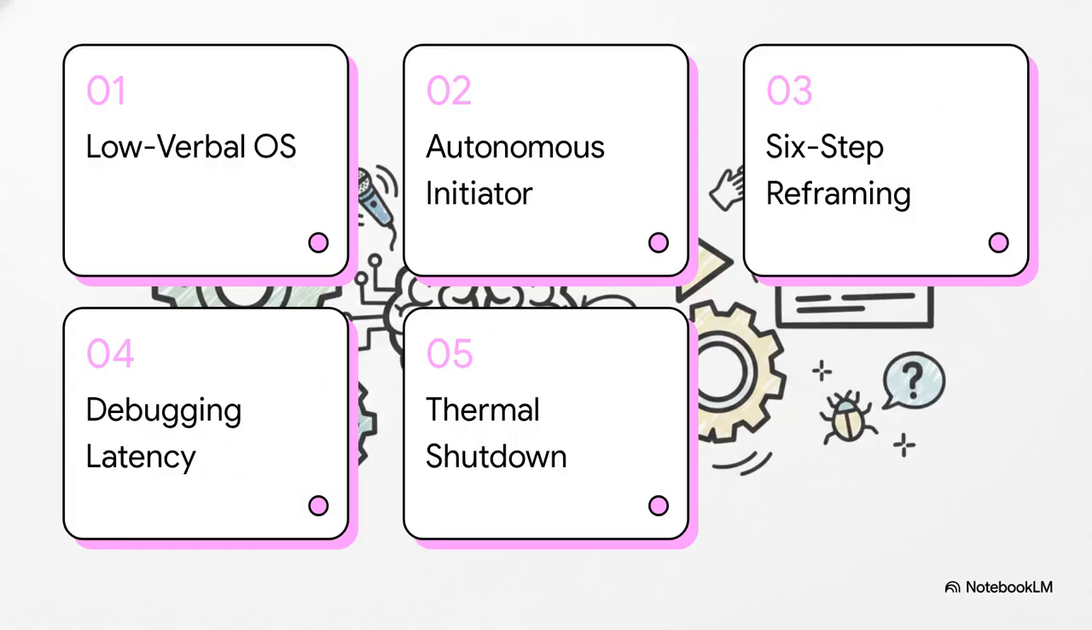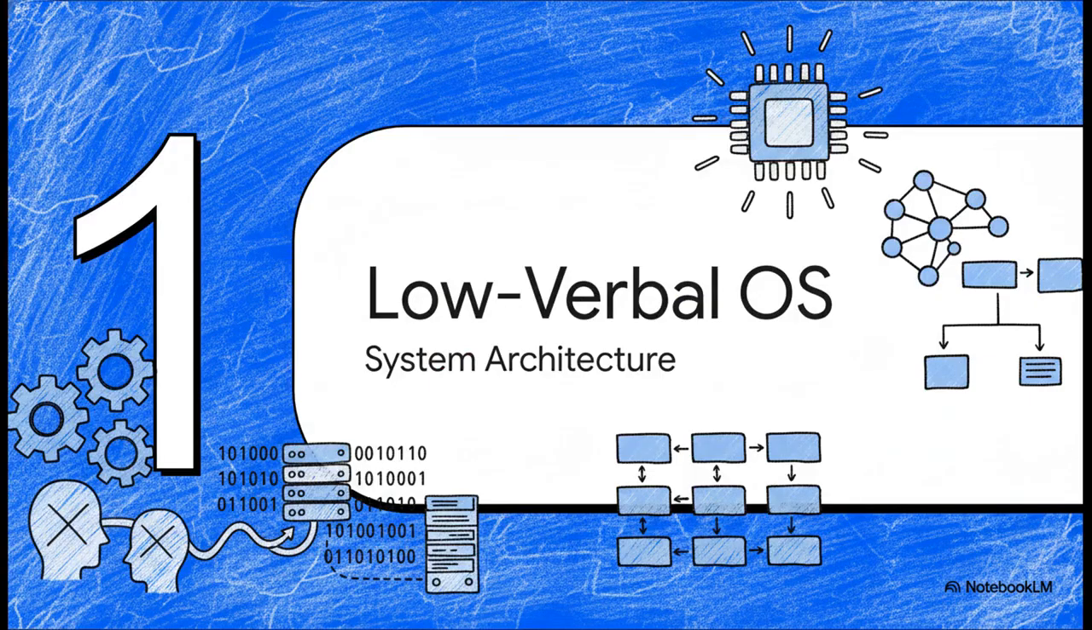And to navigate this, we've structured today's explainer as your official system documentation. So we'll start with the low-verbal operating system, move on to coding an autonomous initiator, go through the reframing protocol, debug our latencies, and finally look at preventing system thermal shutdown. It's a perfectly logical, structured blueprint. Section 1. The low-verbal operating system.